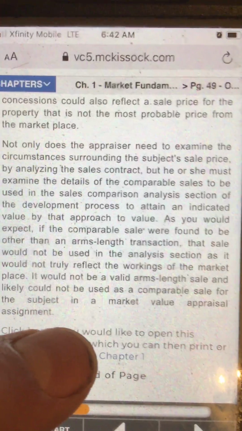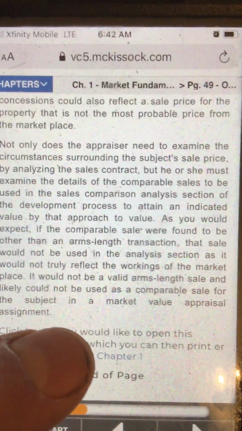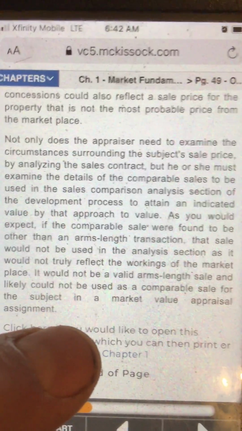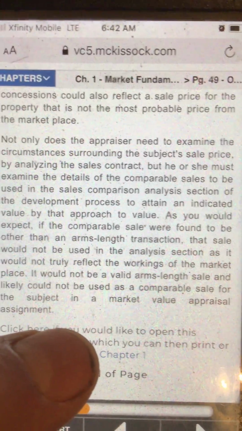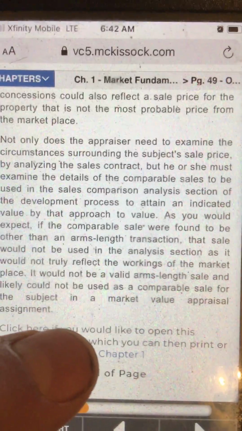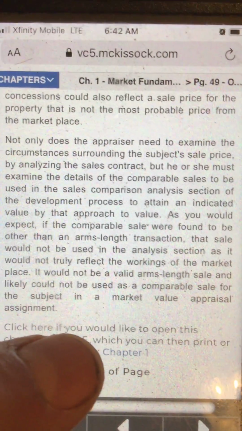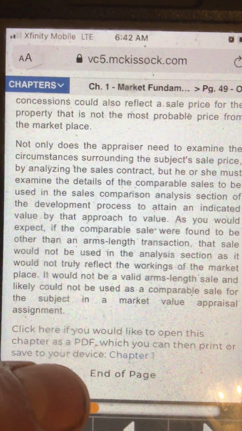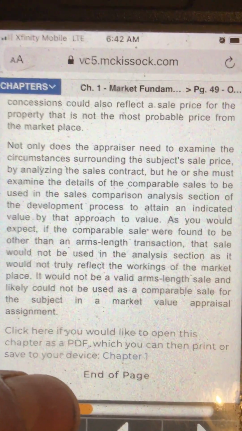As you would expect, if the comparable sale were found to be other than an arm's length transaction, that sale would not truly reflect the workings of the marketplace. It would not be a valid arm's length sale and likely could not be used as a comparable sale for the subject in the market value appraisal assignment.